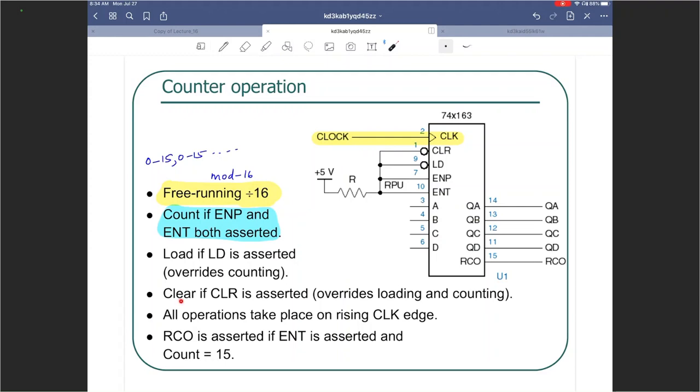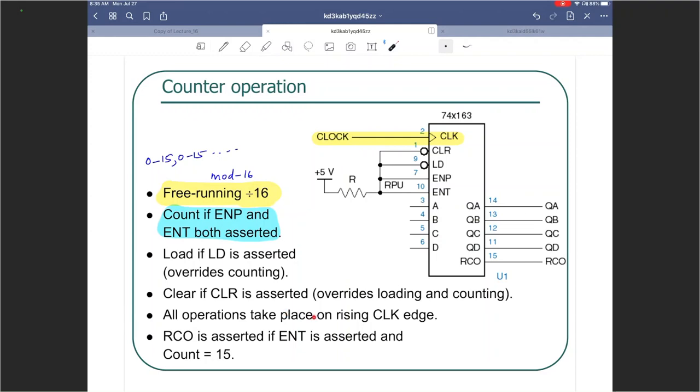Next, clear, that is used to make all the outputs go to 0. Clear if CLR is asserted. So if clear input is made active, then you can make all the 4 outputs go to 0. And this actually has even higher priority, overrides loading as well as counting. So in terms of priority, clear has the highest one, and then loading, and then counting.